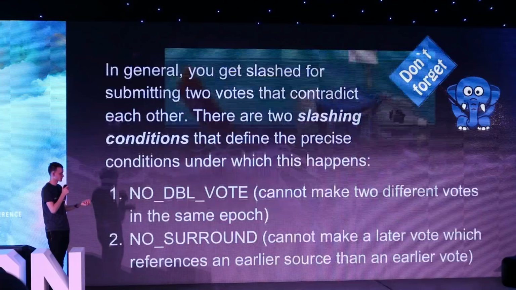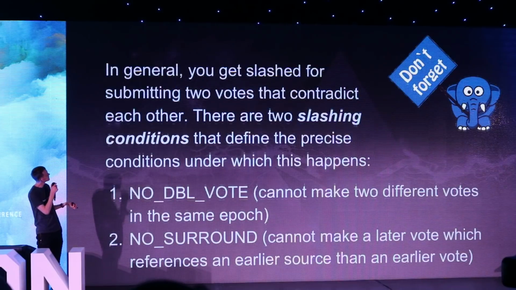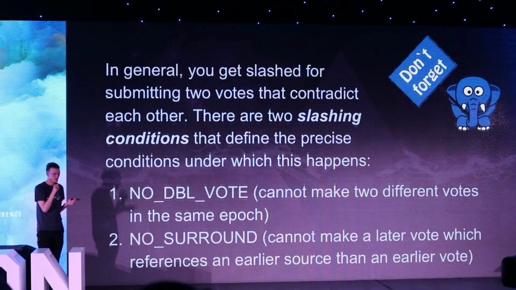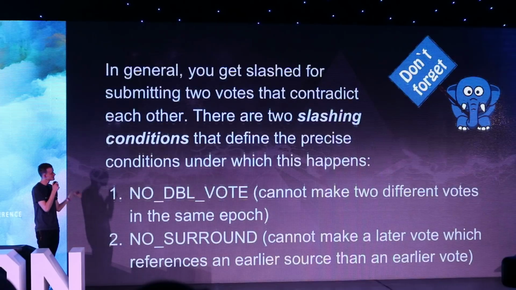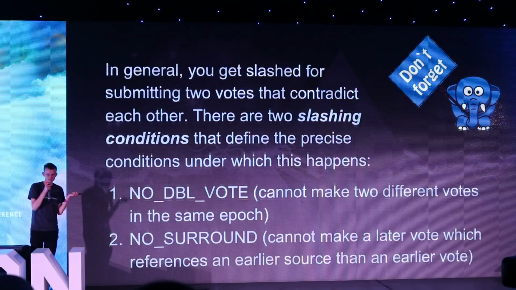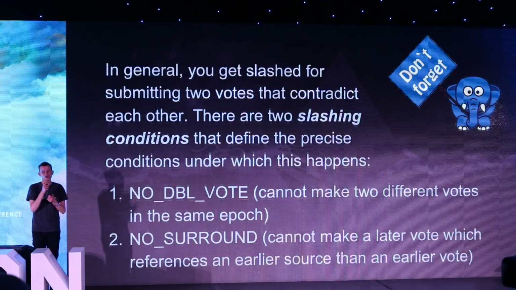So anyway, basically, what if you get slashed? What does getting slashed mean? In general, you get slashed for submitting 2 votes that contradict each other. Your deposit gets cut down for doing 2 things that conflict with each other, for performing an action which is just obviously evil and contrary to protocol goals.